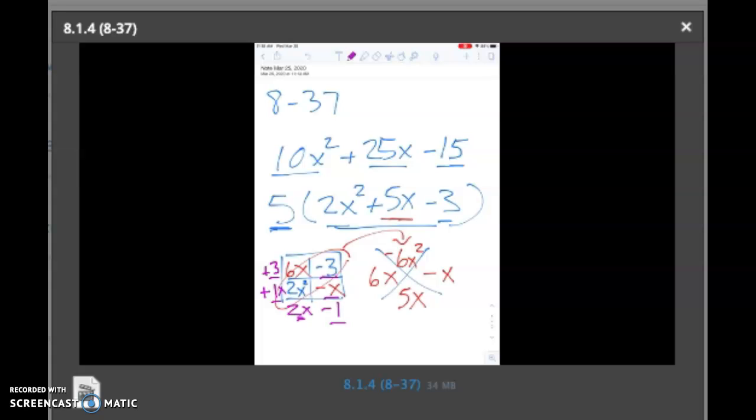All right, so now we have the dimensions of our rectangle. We got a positive 1x plus 3 times 2x minus 1. And then the thing that we need to remember is this 5 that we factored out, we've got to go back in and put that out in front of our product.